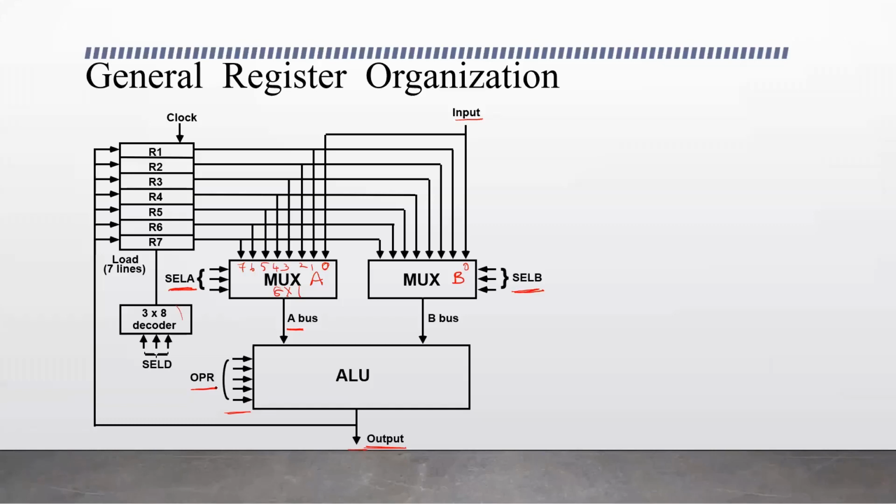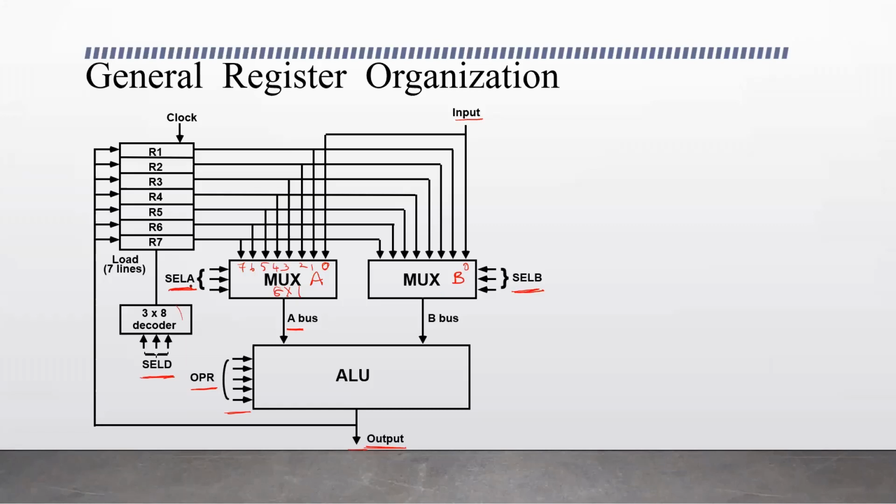After the ALU processes the information, the output is given as the external output to the external source, or it may be stored back in the registers. Here one of the registers needs to be selected, and that is done by the decoder using the selection lines SELD, the destination selection. We have 2 source registers, which need to be selected by multiplexer A and multiplexer B.